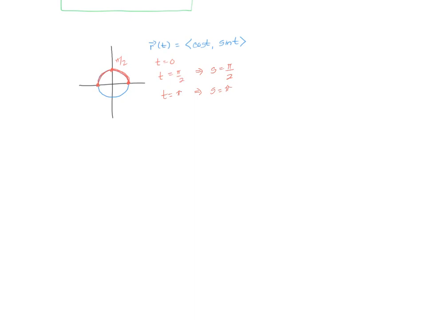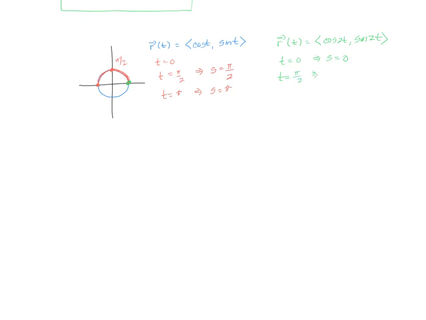And what if I were to change the description and say that r of t is, say, cosine of 2t, sine of 2t? So again, this describes the same curve. It's still the unit circle. But let's look at some t values. When t is equal to 0, we're still at 0. And my arc length is 0. What happens at pi over 2, though?